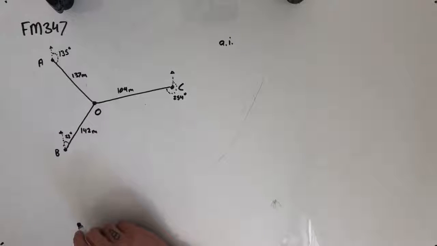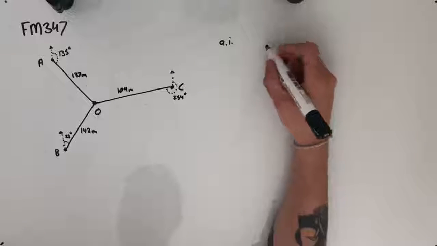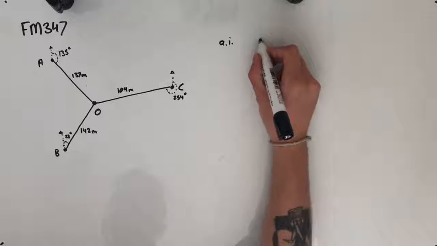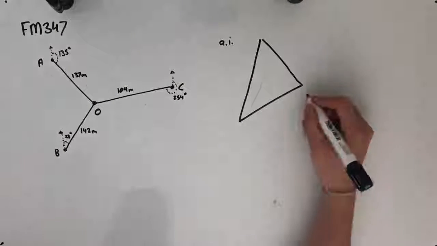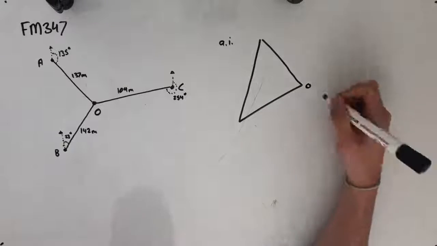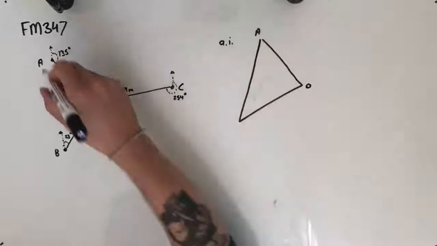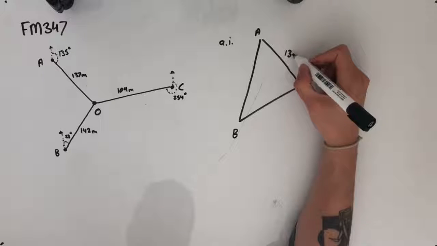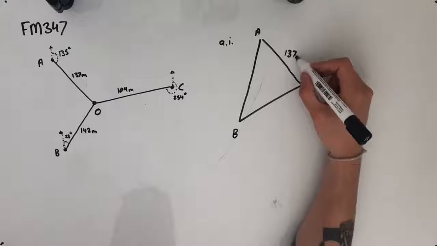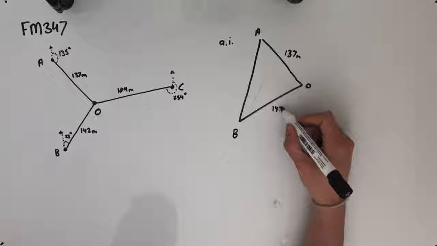183.08 meters. So the way we're going to set up this question is, first of all, I'm going to draw the triangle that we're sort of trying to represent here. So let's draw it like that. This point here is O, this point here is A, and then we've got B down here. We know that this side length is 137 meters, and we know that this side length is 142 meters.